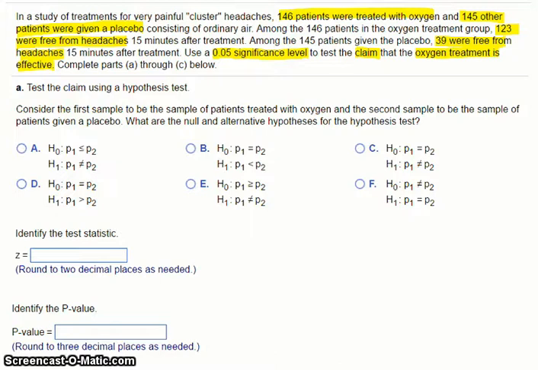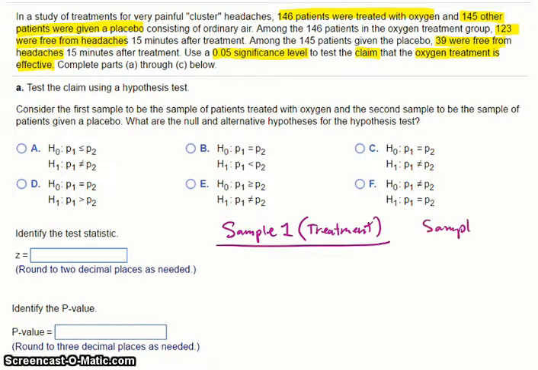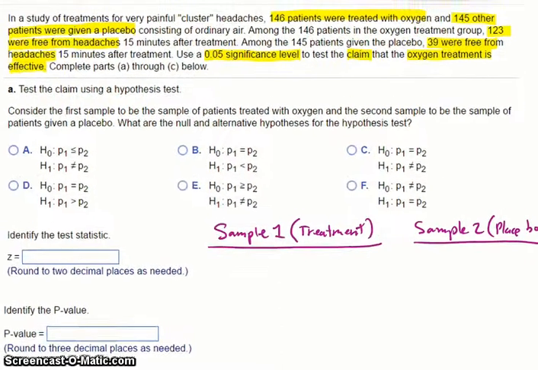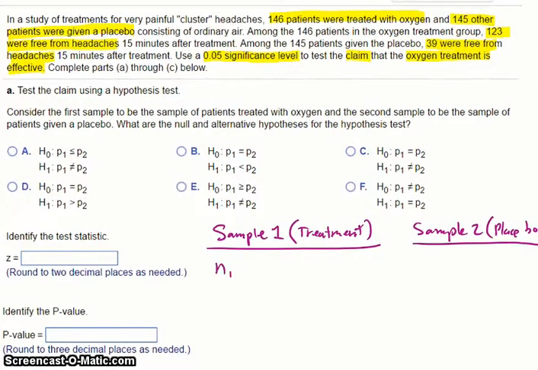All right, so let's see what we have here. It's always a good idea to be organized. So we're going to look at what we have for sample 1, which is the treatment group, and then look at what we have with sample 2, which is the placebo group. So for sample 1, n sub 1 is 146 patients. x sub 1 represents those in the first sample who were free from headaches, and that was 123.